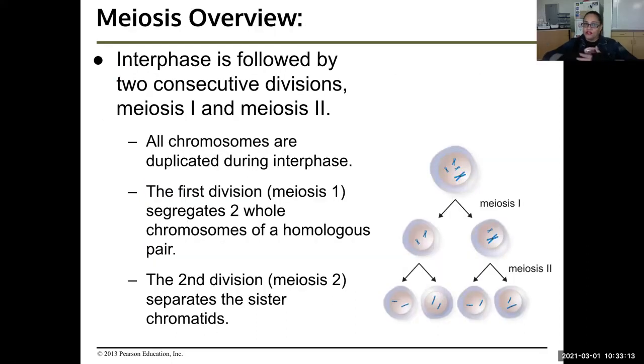An overview of meiosis. Interphase is followed by 2 consecutive cell divisions. All chromosomes are duplicated during interphase. The first division, called meiosis 1, segregates the 2 whole chromosomes of a homologous pair. And the second division, meiosis 2, separates the sister chromatids. And this time when the sister chromatids get separated, the information also gets split in half.